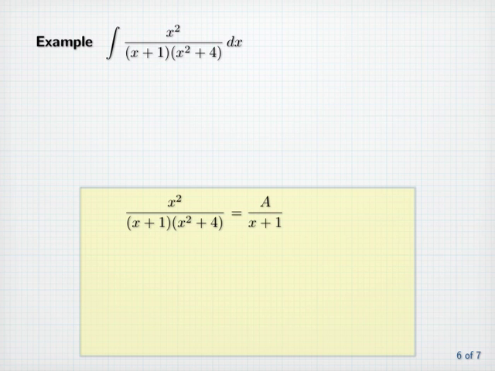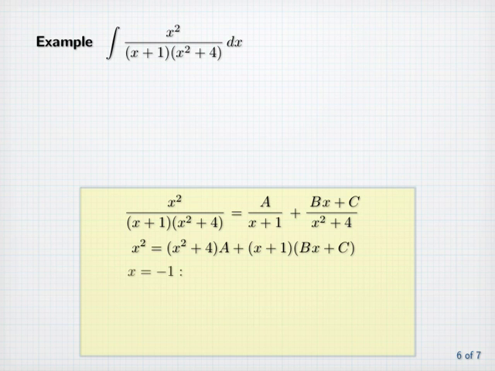The first one is a divided by x plus 1, and the second one is bx plus c divided by x squared plus 4. Now, as usual, let's multiply through by the denominator, and we have x squared equals x squared plus 4 times a plus x plus 1 times bx plus c. Now let's notice that if we plug in x equals minus 1, the second term on the right will be 0, and the equation becomes 1 equals 5a plus 0. So we immediately have that a is equal to 1/5.